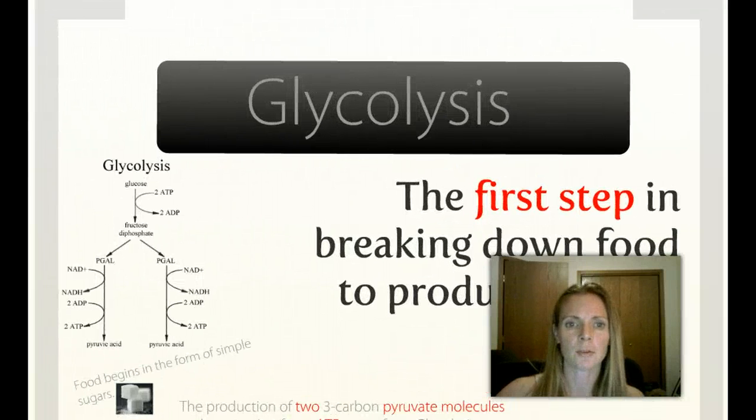So remember those terms. Let's talk about the first step, glycolysis, the first step in breaking down food to produce energy.